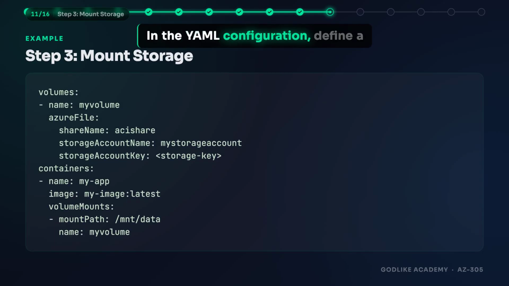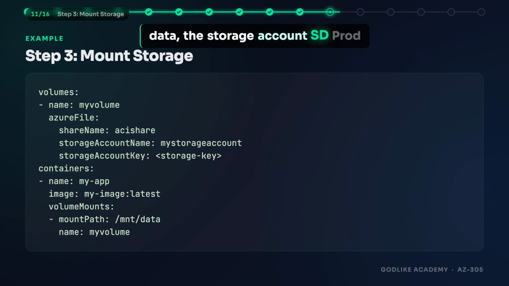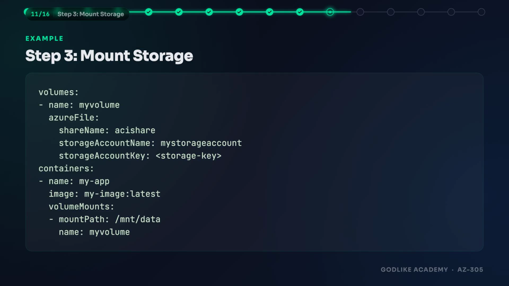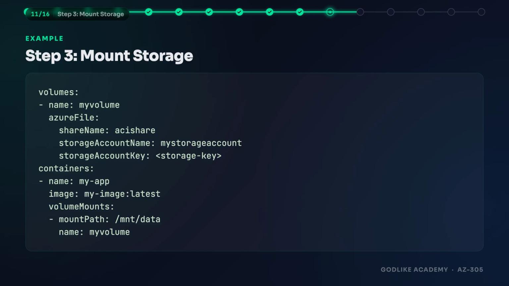In the YAML configuration, define a volume named data-volume using the Azure file type. Specify the share name as appdata, the storage account stprodstorage01, and mount it to the container path /mnt/data. This setup allows the application to read and write persistent data securely. Forgetting to provide the storage key or misspelling the share name will cause the deployment to fail with a mount error, halting your release.